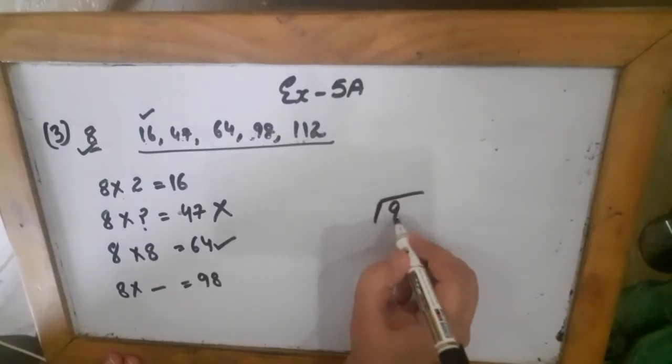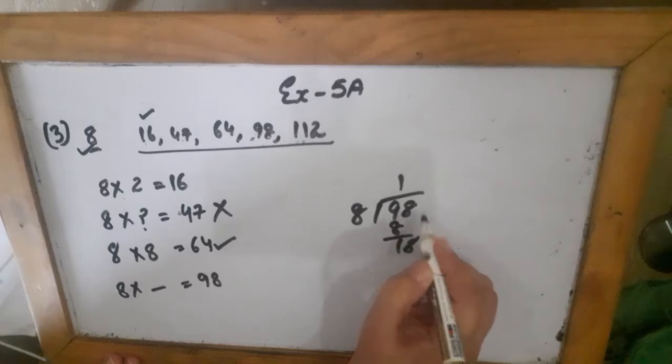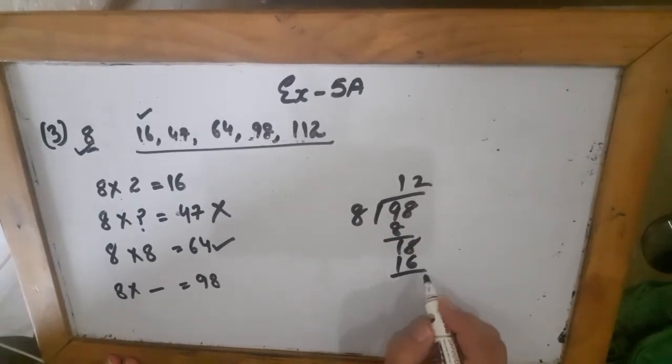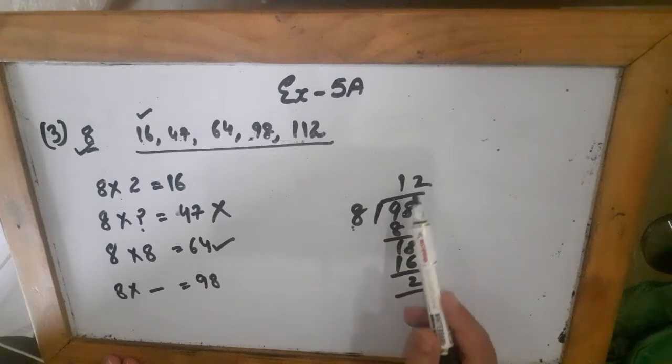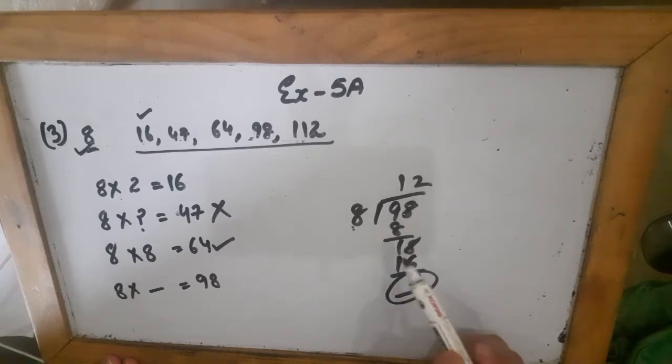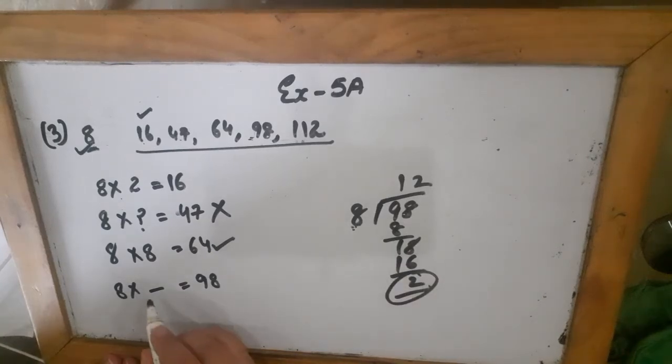Now 98. Can you multiply 8 with any number so that you get 98? Let's divide and see. 98 by 8, 8 ones are 8 and 8 twos are 16. So no, this 98 is not exactly divisible by 8. It means that this 98 is not the multiple of 8.